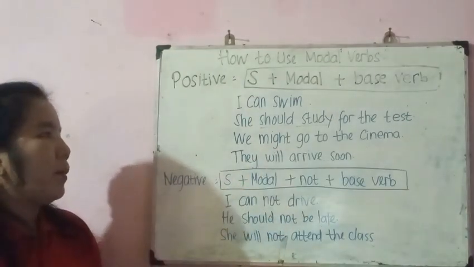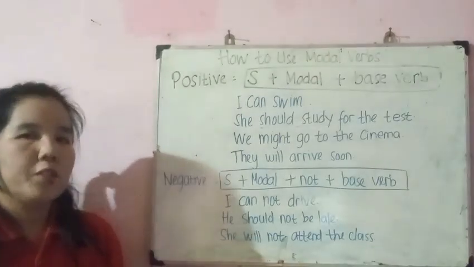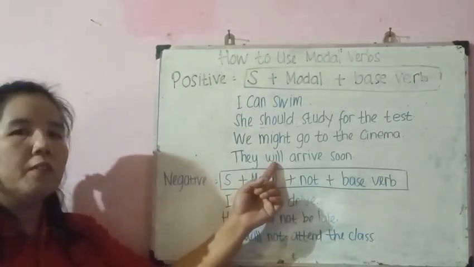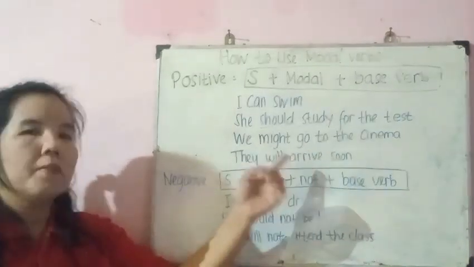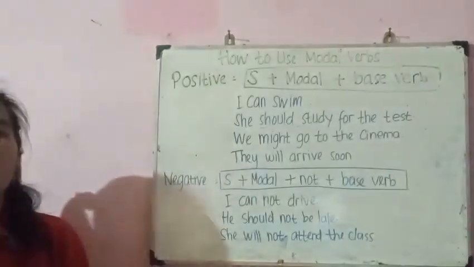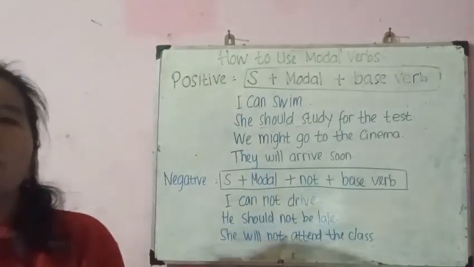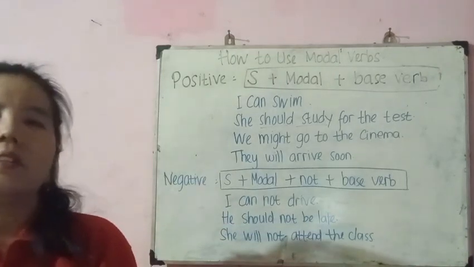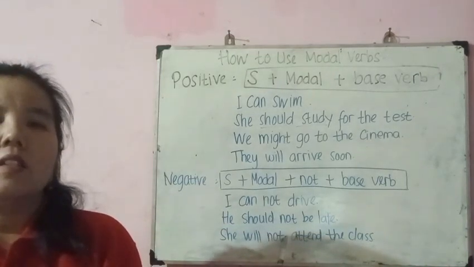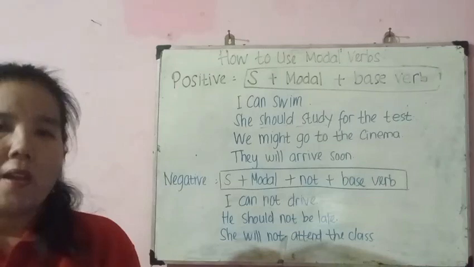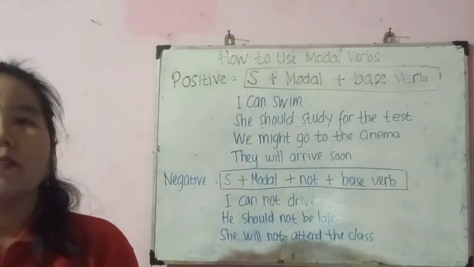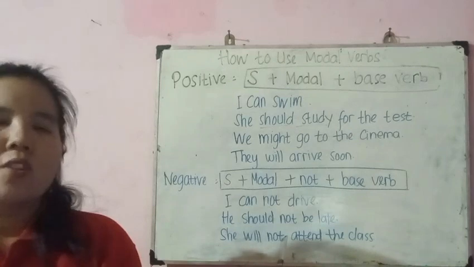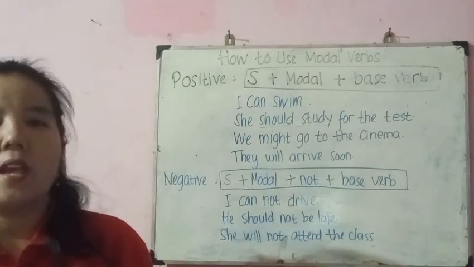And next example, they will arrive soon. We use the modal will and then the base form of the main verb, arrive. Okay, so notice that the verb after the modal is always in the base form. Swim, study, go, arrive: no s, no to, and no ing.